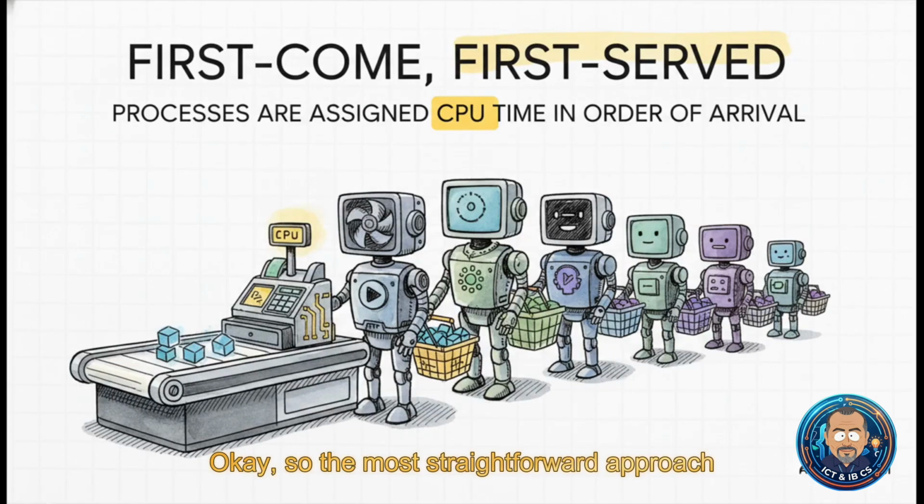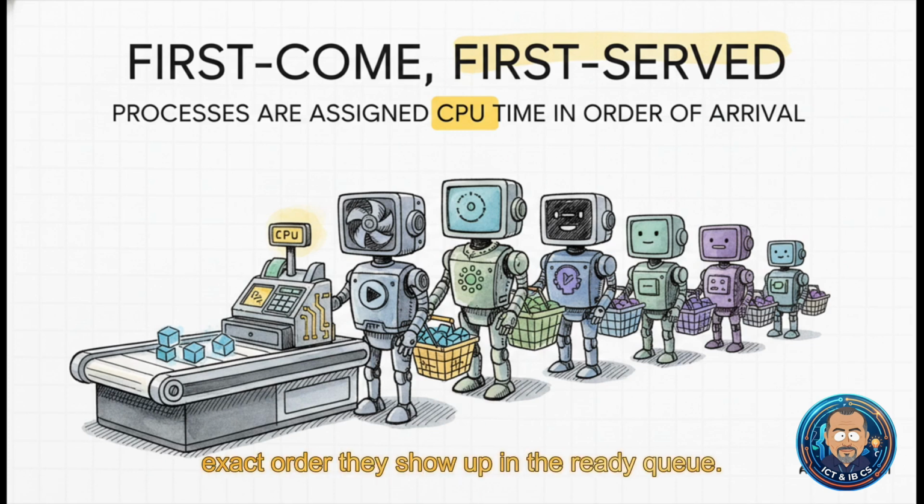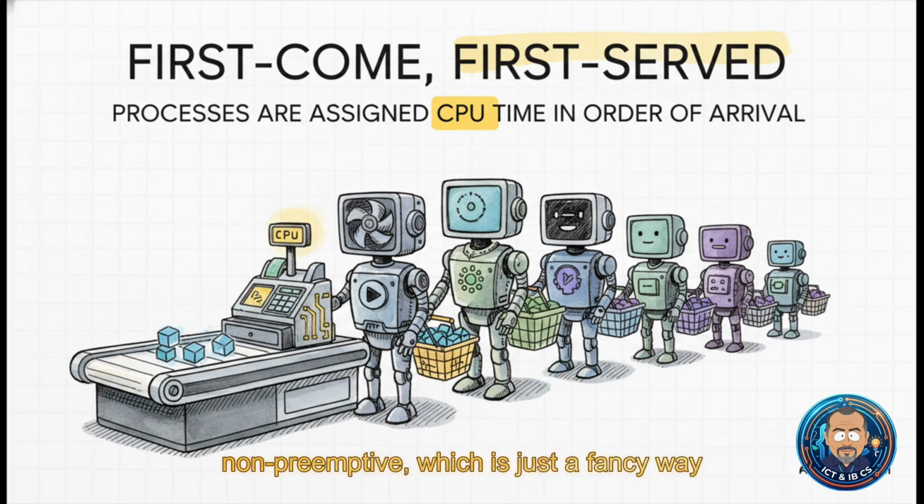Okay, so the most straightforward approach is first come, first served, or FCFS. Just picture a grocery store checkout line. It's that simple. Processes get assigned CPU time in the exact order they show up in the ready queue. The CPU takes the first process, serves it completely from start to finish, and doesn't even think about looking at the next one in line until it's done. In computer science, we call this non-preemptive, which is just a fancy way of saying once a process starts executing, absolutely nobody can interrupt it until it's finished. Simple? Yes. Fair? Kind of.